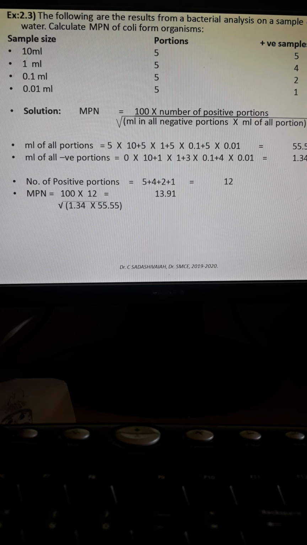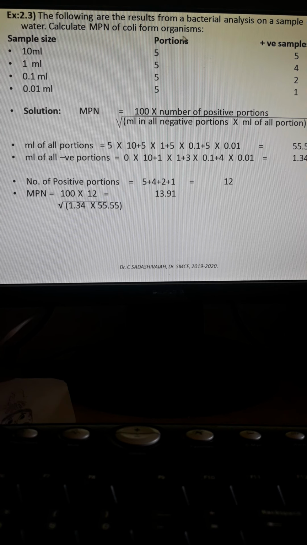So, one more example for your better clearance or better understanding of the doubts. The following are the results from a bacteriological analysis of a water sample.